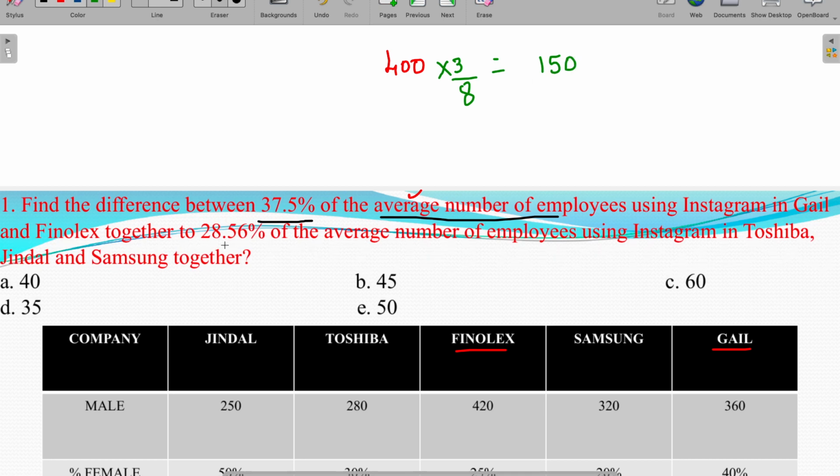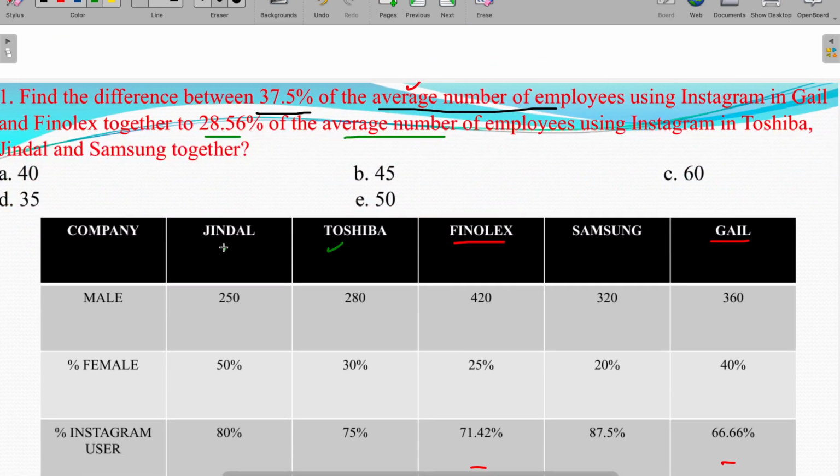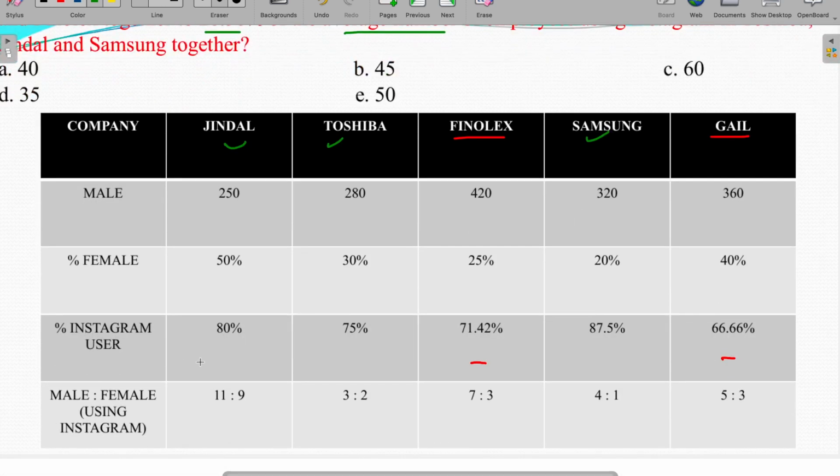And 28.56 percentage, we know 28.56 percentage of that value will be 2 by 7. Then of the average of the Instagram users in Toshiba, Jindal and Samsung, I need to find out how many members. Let's find out. In Jindal we know data will be 400, in Toshiba it will be 300, and in Samsung it will be 350. I need to find out the average of these numbers.